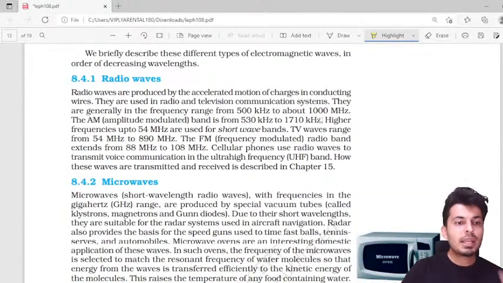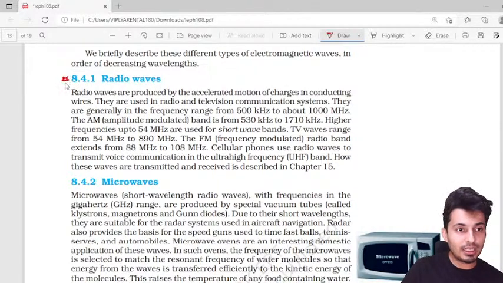Now, these are the applications. These are important as theory points, so you should definitely go through this.